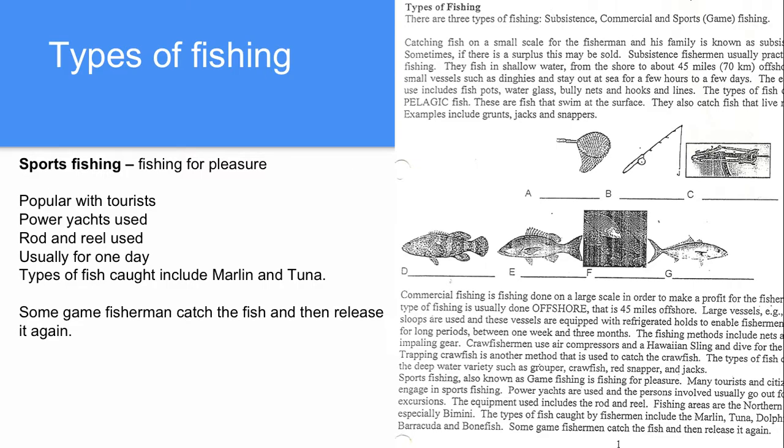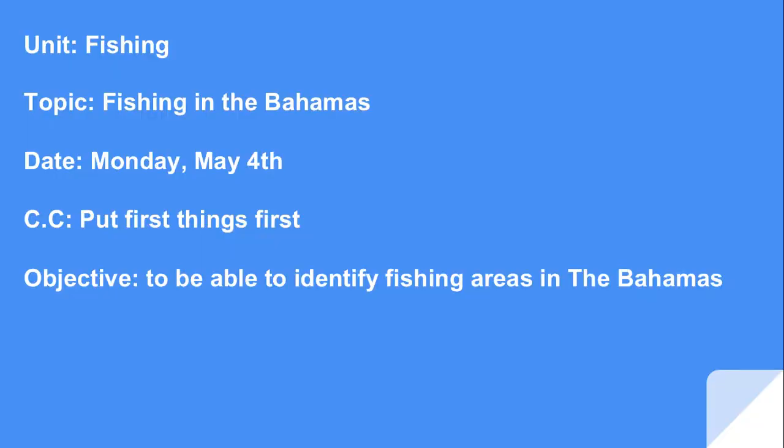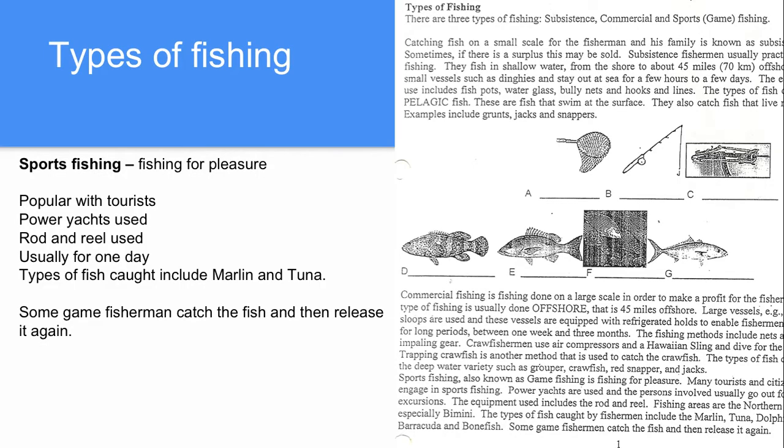Then the final type is fishing for pleasure. That's sports fishing. This is also a source of income for tourists. Power yachts are used, a rod and reel, usually for 1 day, and types of fish, maybe marlin and tuna. Some game fishermen, another word for sports fishing, catch the fish and then release it again. So it's just in the process of catching it, really. So make sure you've got those notes down for lesson 1, and you've read through these worksheets and you can highlight the different parts.